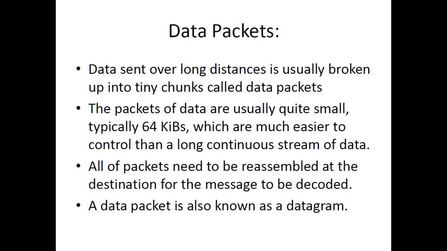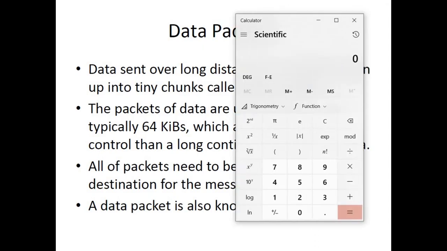Now, for example, if you have a file of 6 MB, that basically means it has 6 × 1024, 6144 KB. Now, if one packet size is 64 KB, that basically means that there would be 96 packets which would be sent. They would be numbered 1, 2, 3, 4 up till 96. So this is how packets are broken down.